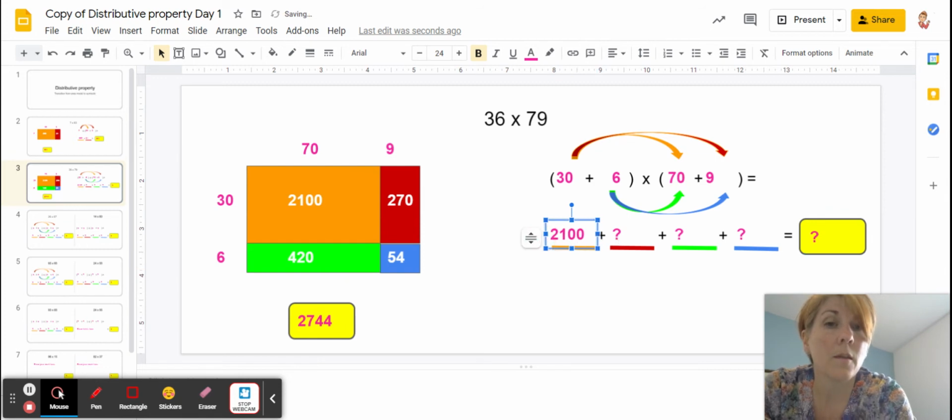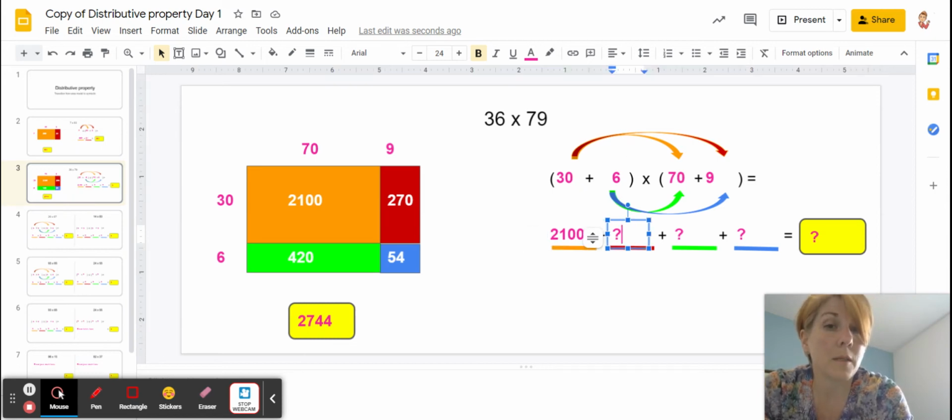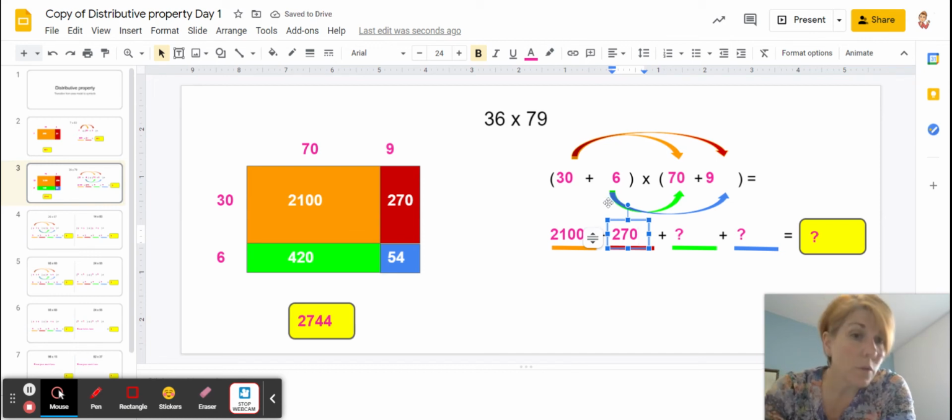Okay, then I keep working with that same 30. And now instead of timesing it by 70, I'm going to times it by 9. So I'm going to go 30 times 9. Well, I've already got the answer. I just need to look in my boxes there. Okay, and that's going to be 207. Now I'm done with the 30.